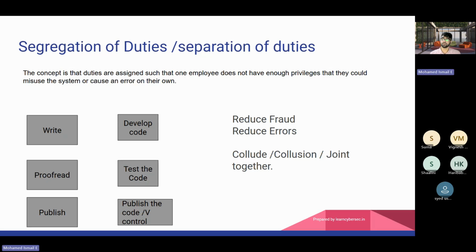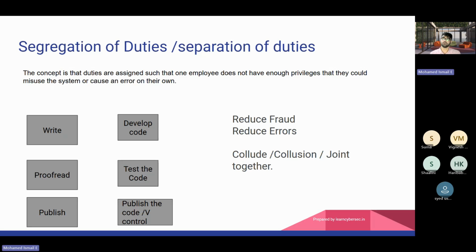So here is the solution. The first thing, you need to segregate the duties. That's the primary thing. A developer shouldn't do the QA job, and QA shouldn't do the publishing job or a repository job. So 3 different people, 3 different roles allocated. Duties are assigned such that one employee doesn't have enough privilege to misuse the system or cause an error on their own.